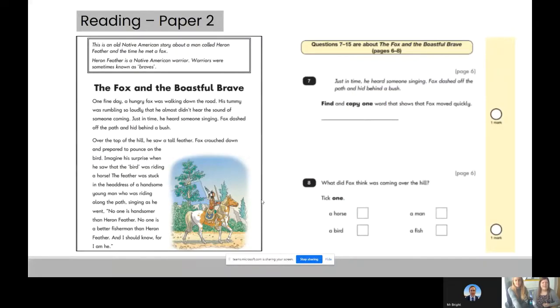Okay, and this is just a sample of a reading paper 2. As you can see, there is quite a lot more text in reading paper 2.